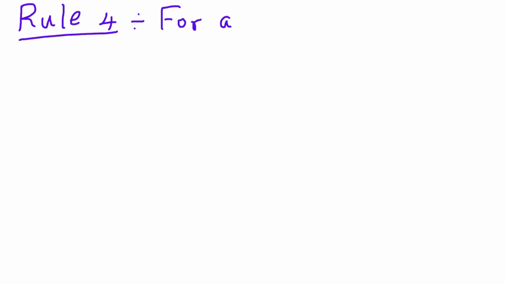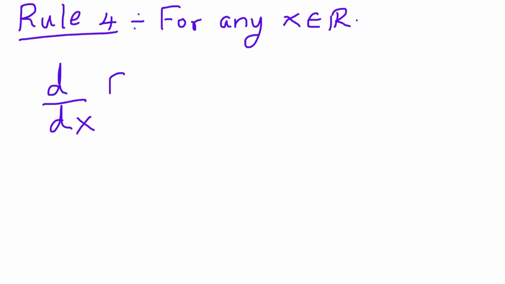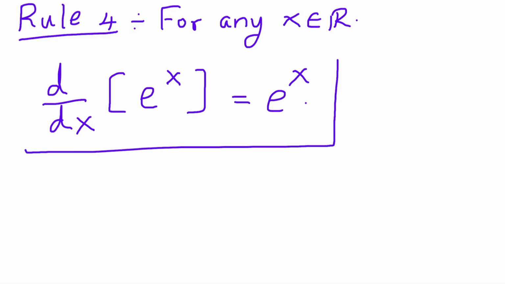As the next derivative rule, we are going to talk about the derivative of the exponential function. So in this case, we consider any real number x. The derivative of e to the power x we can write as the same, e to the x. That's the derivative.